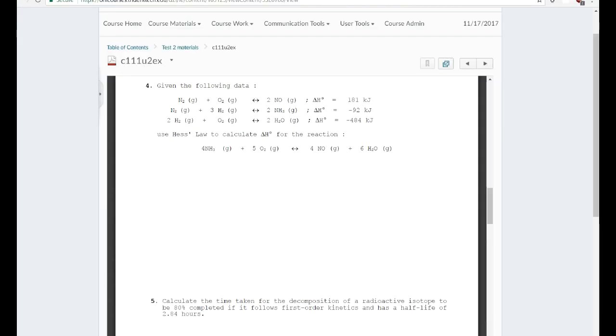Okay, now for this one, this is a nice little Hess's Law problem. Oh, wait, that's also Unit 3. That's not going to be on the test.